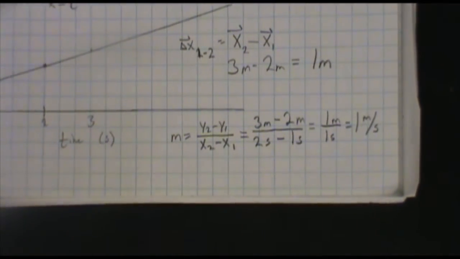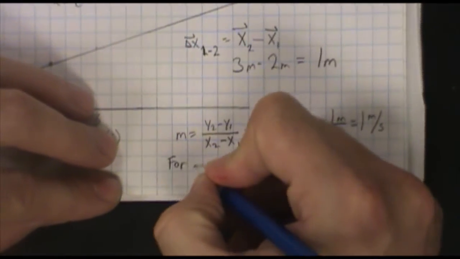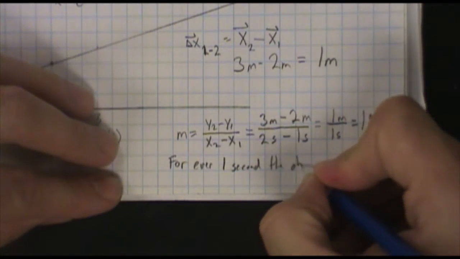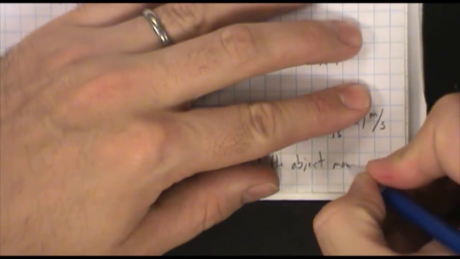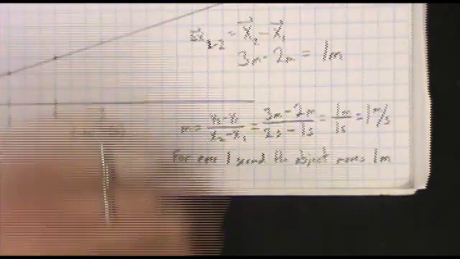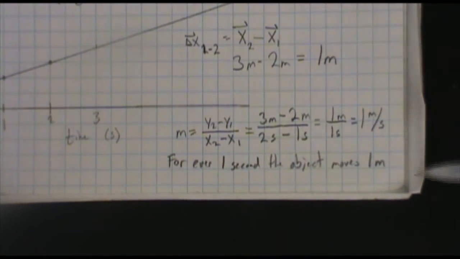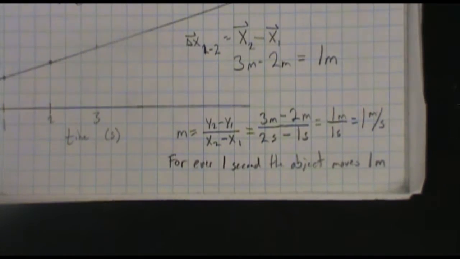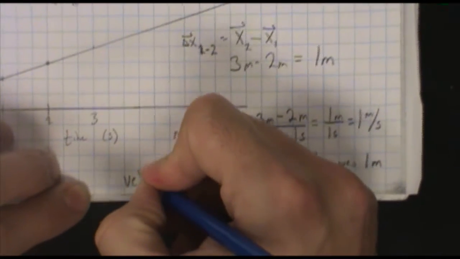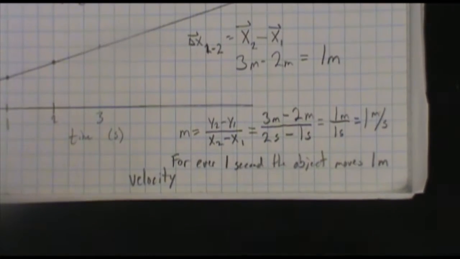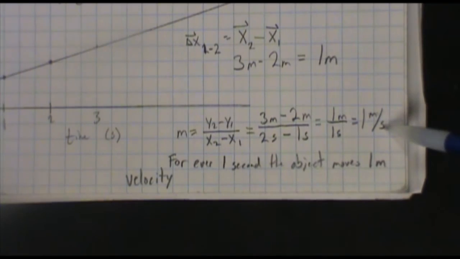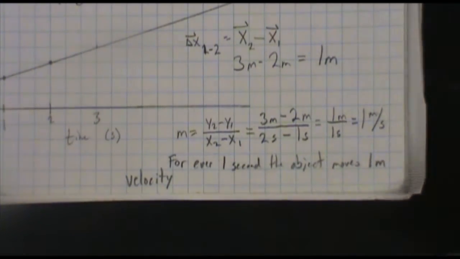Interpret this. For every 1 second, the object moves 1 meter. That is how we interpret this slope. 1 meter in each second. This has a name. We call this idea velocity. This concept of how far does the object travel in each unit of time is called velocity.